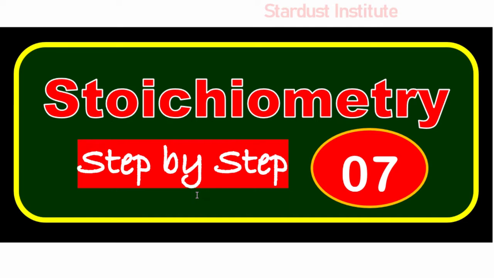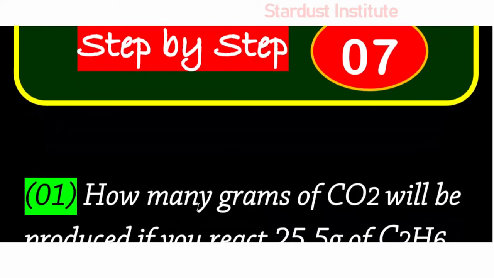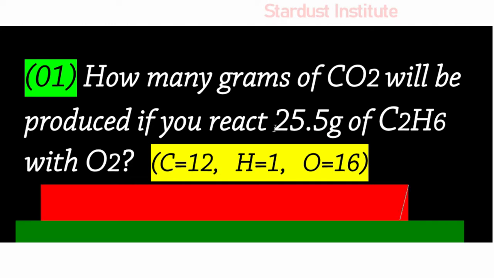We have discussed several problems under this topic, stoichiometry. Now we are going to discuss one more problem under this topic. Let's see the problem. How many grams of CO2 will be produced if you react 25.5 grams of C2H6 with O2? C2H6 means ethane.